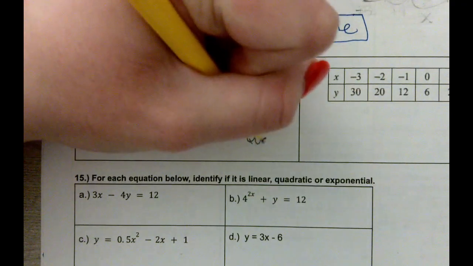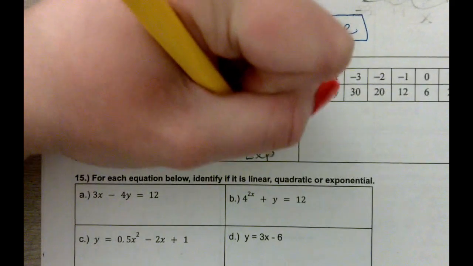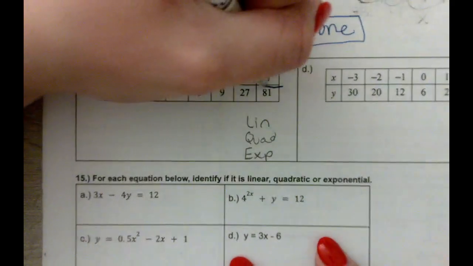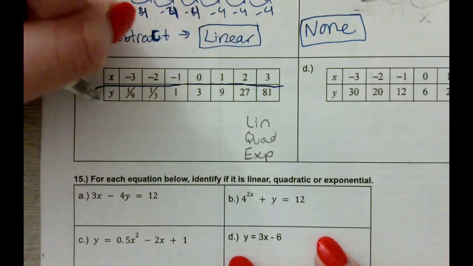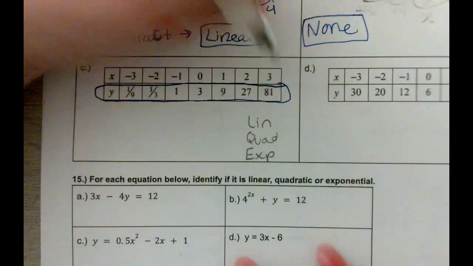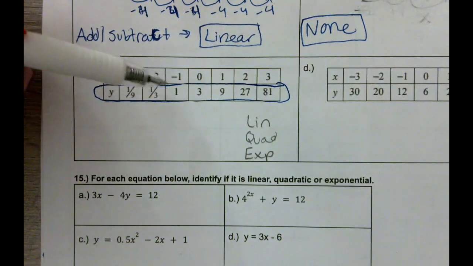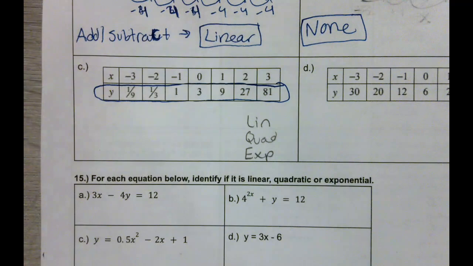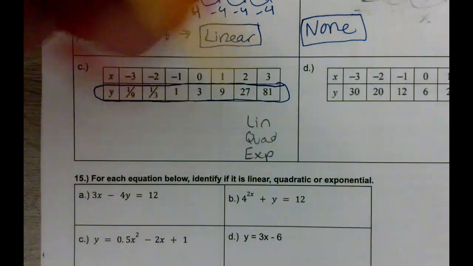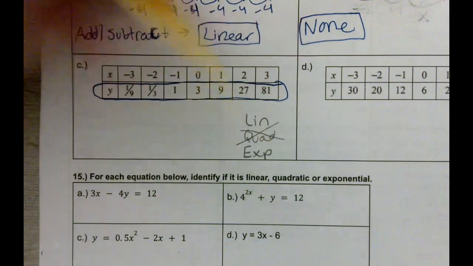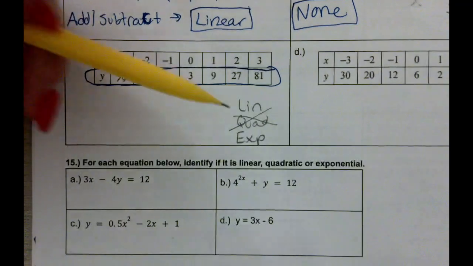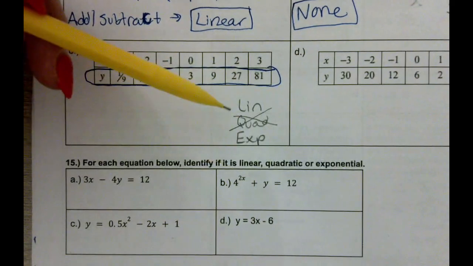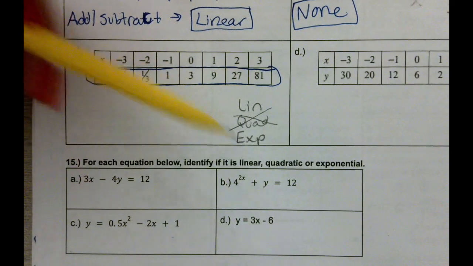And again, you can always just make this list and go through them one by one. Y values only. 1/9, 1/3, 1, 3, 9, 27, 81. So right off the bat, we have no repeating numbers, so this is not quadratic. Now you can play with both of these, but I think your gut should tell you which one it's more likely going to be, and that's exponential.